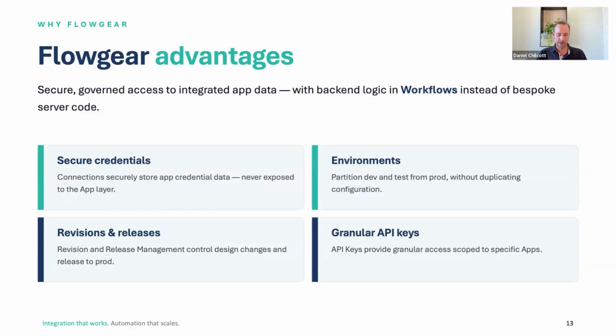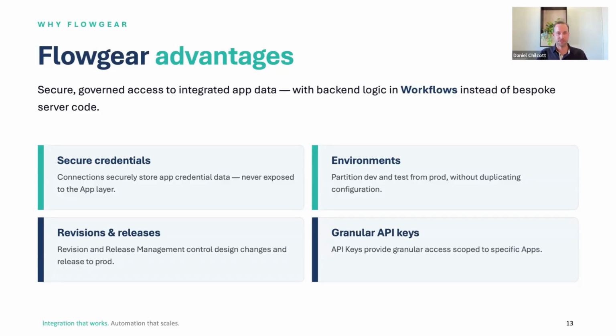First of all, think about how Flowgear stores the credentials securely here. The connection information can never accidentally be exposed to the app. It's stored encrypted, and we're also guaranteeing that all of the interactions with the underlying apps are happening over secure transports as well. You've got things like revision and release management to make sure that appropriate process has been followed, governance process that controls exactly how these apps are going to end up shipped.